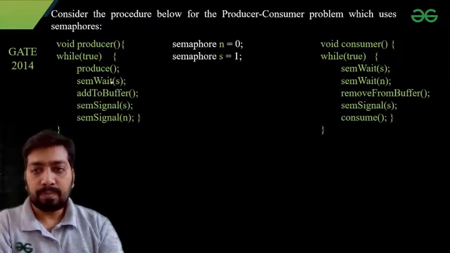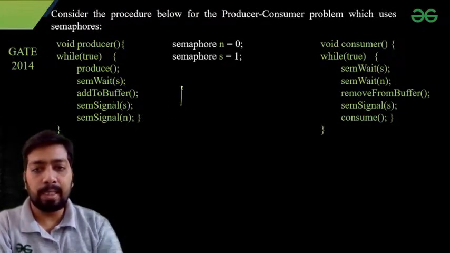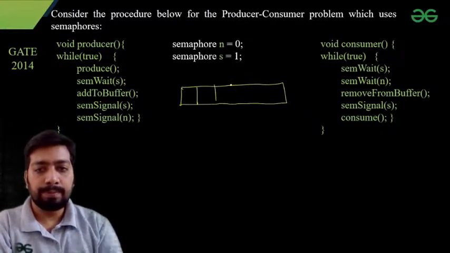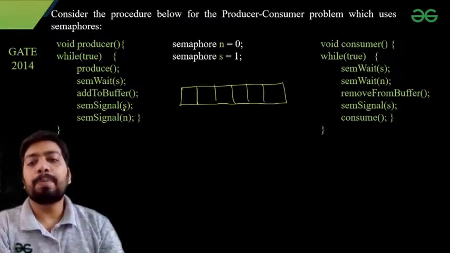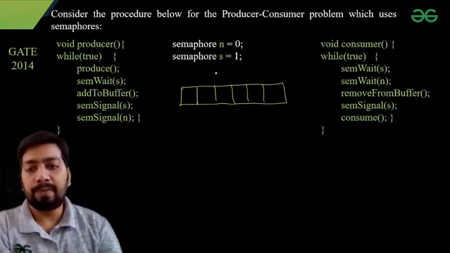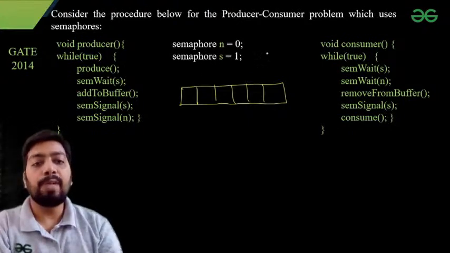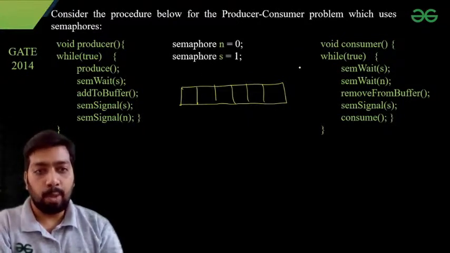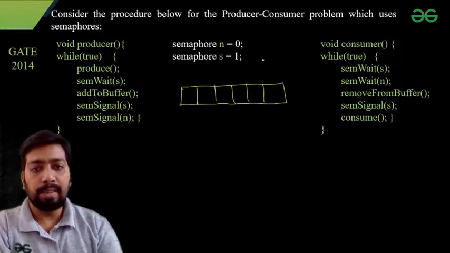Fine. So it will first decrement the semaphore S. After that, it will add to the buffer. So let me create the buffer here. So this is the buffer, and then semaphore signal N. That means it will signal N and signal S. If it is signaling S, that means the producer can produce the next item, because it converted the value from 0 to 1. And if it is signaling semaphore N, that means it is allowing the consumer to start consuming the product, because initially semaphore N is 0, and that means the consumer cannot do anything, it cannot consume anything.